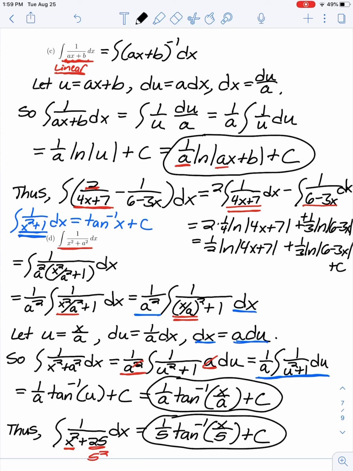Okay. So those types of integrals will appear frequently later in the course. So it's very useful to have these formulas that we've derived in parts A through D of this last example memorized. It'll be worth your time to memorize those.